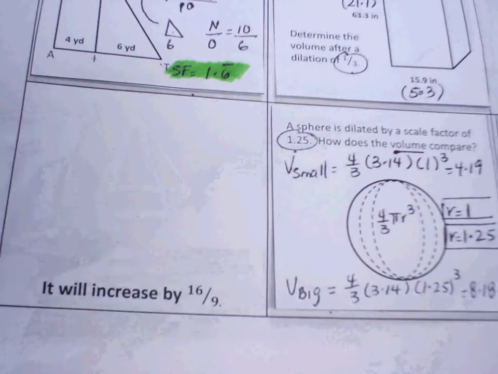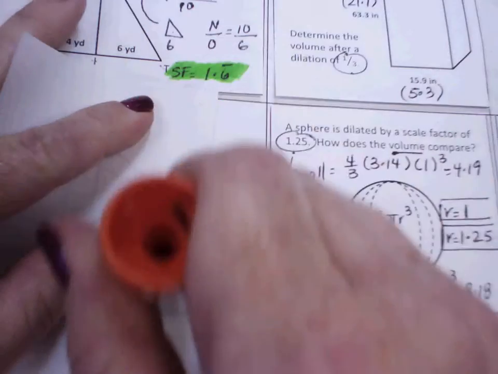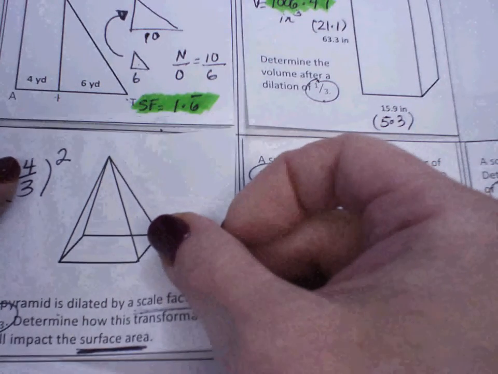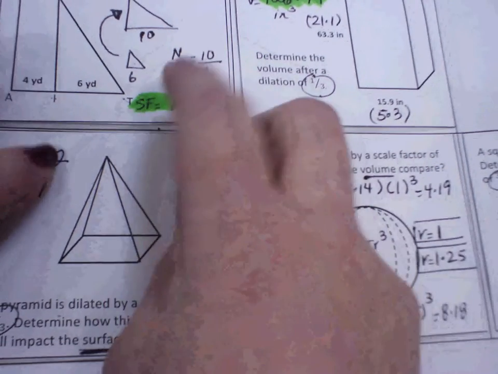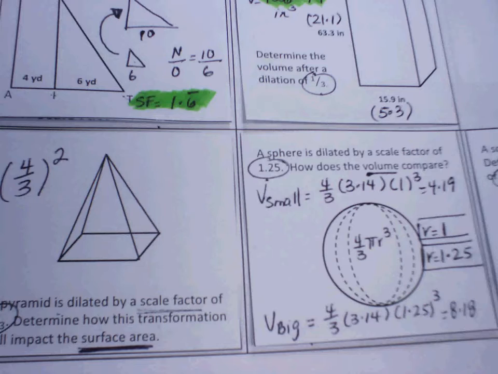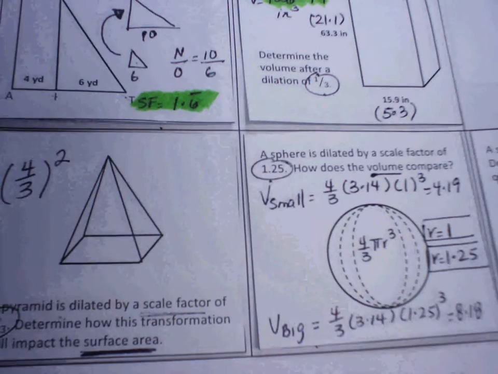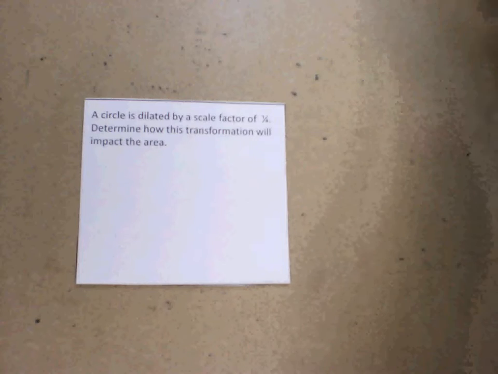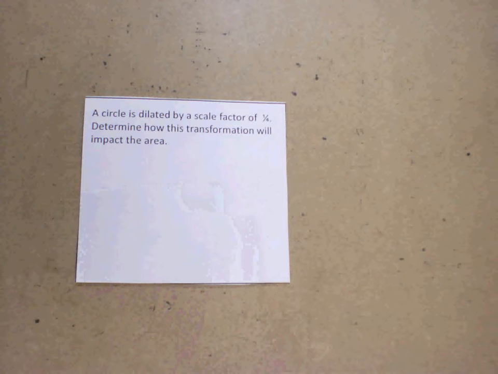All right, so what's my answer? It will increase by 16 over 9. Yes, it's that easy. If you understand that volume is cubed and area is squared, you're good to go. We were doing a whole lot of work, but I wanted somebody to figure it out, and we didn't. Miguel was the closest one, who said, can we just multiply by the scale factor? He wasn't right, but we do need to do something with that scale factor, right?